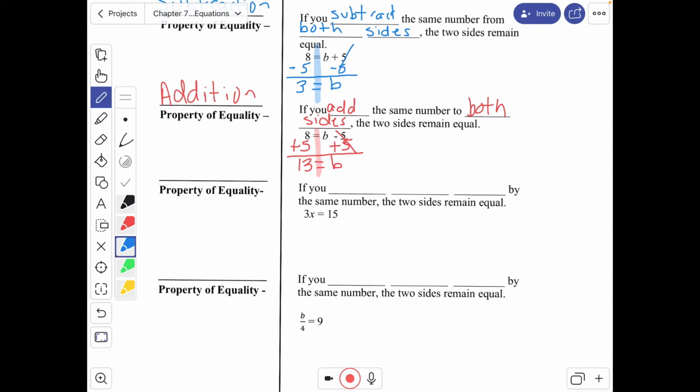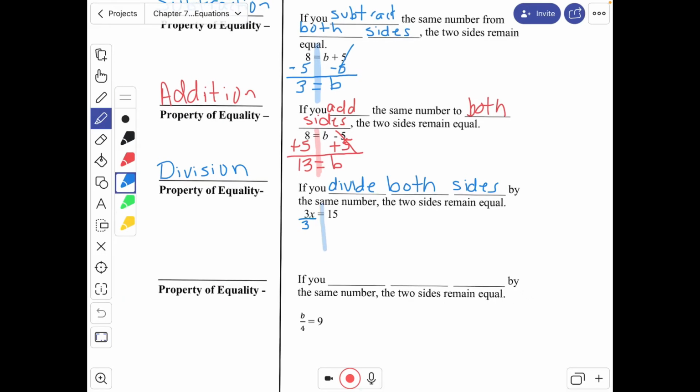Next is the division property of equality, which states if you divide both sides by the same number, the two sides remain equal. So this time, the equation is 3 times x. So we're multiplying times the variable. The opposite would be to divide. And we show divide by making a fraction bar. So this is dividing by 3.